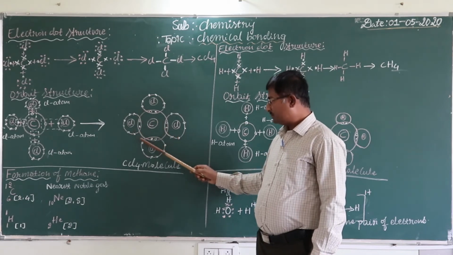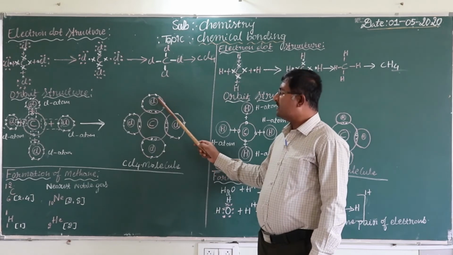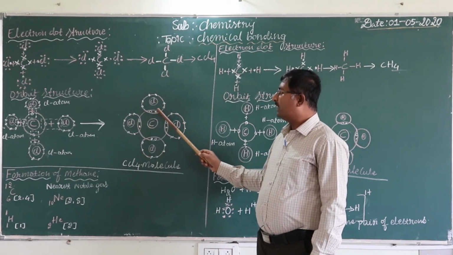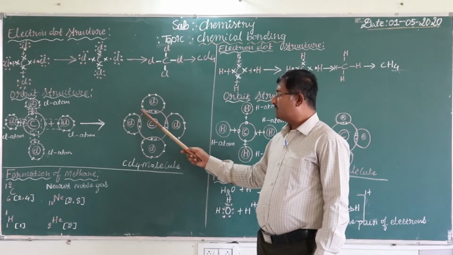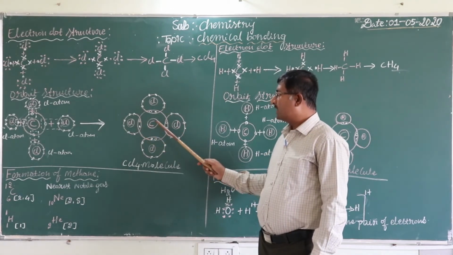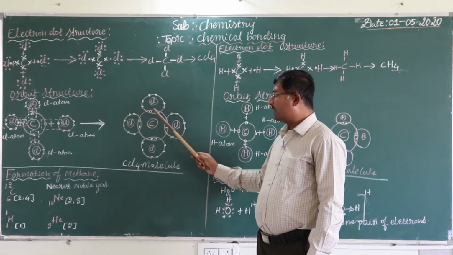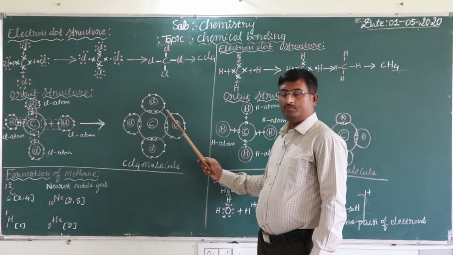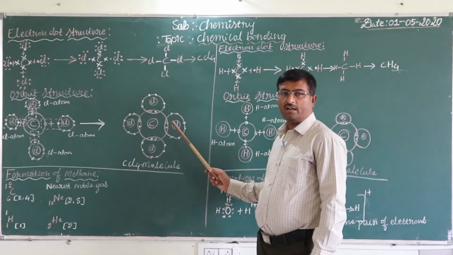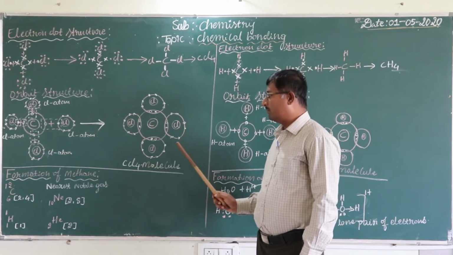Like this, carbon will give 4 electrons to 4 chlorine atoms, and each chlorine atom will give 1 electron. Like this, covalent bond formation between carbon and chlorine will take place. This is after the covalent bond formation. Like this, a carbon tetrachloride molecule will form. 4 chlorine atoms are there, tetra means 4, so carbon tetrachloride molecule forms.